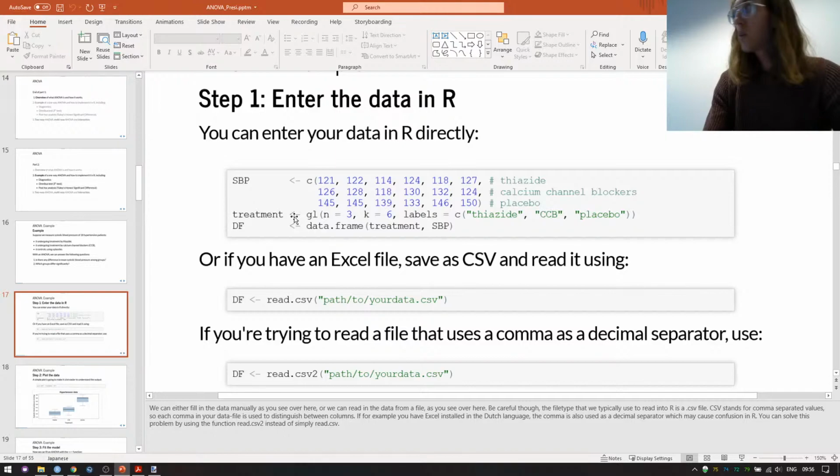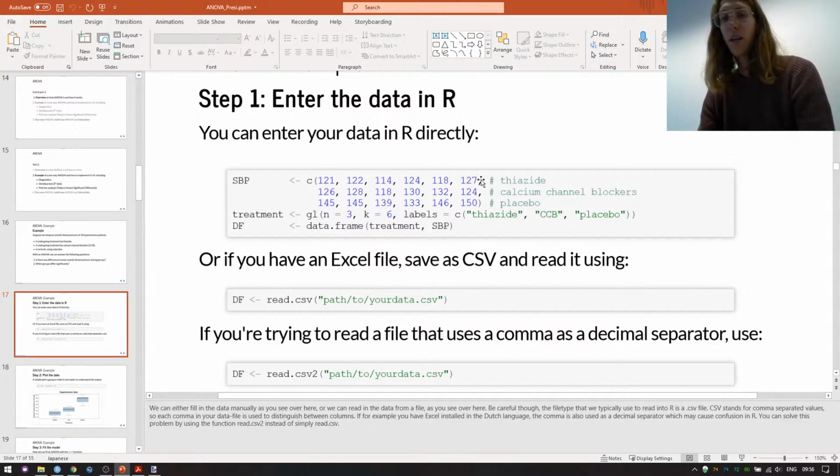Okay, so suppose we read in the data correctly. We could then make the different treatments, so the groups. What you basically do is that for each observation, you give the group that it belongs to. So first we want 6 times thiazide, then 6 times CCB, 6 times placebo. You could also use the gl function. I don't know if you used it before, but this also works. This function stands for generate levels. n equals 3 means there's 3 different groups. k equals 6 means there's 6 observations per group. And the labels are thiazide, CCB, and placebo.